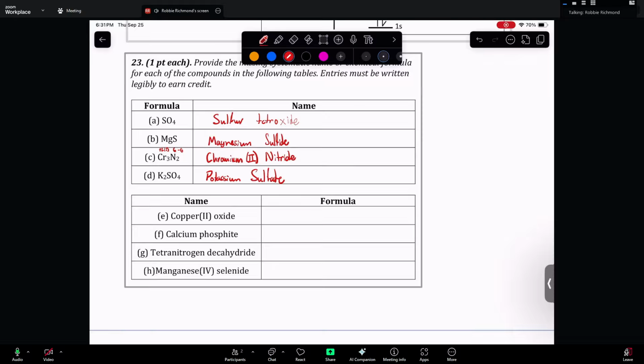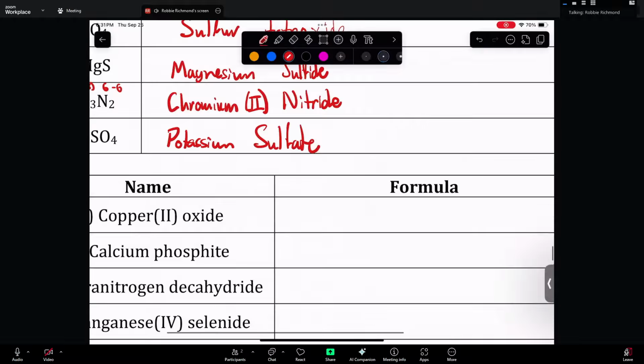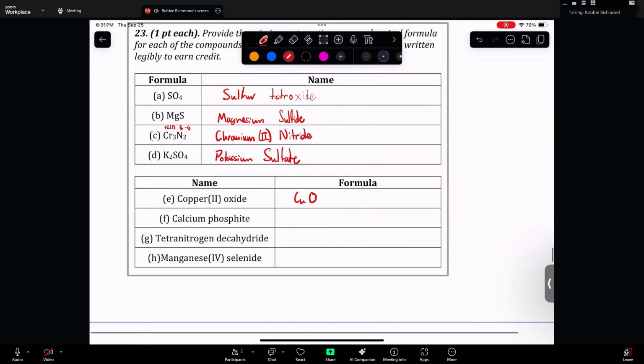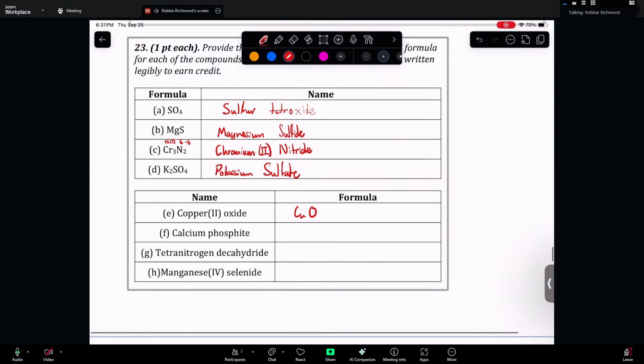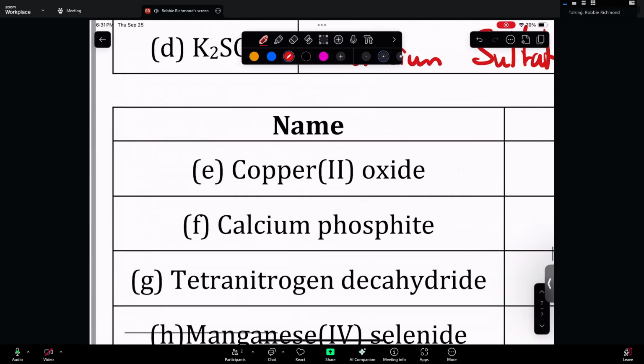Alrighty, going on to converting the nomenclature to a formula. Copper 2 oxide. Oxygen always has a -2 charge based on what we covered in class, and copper, that's a +2 charge. We only need one of each to cancel out the charges for a net 0. Then calcium phosphite. Calcium is a +2 charge based off of the periodic table, and phosphite always has a polyatomic ion of this.